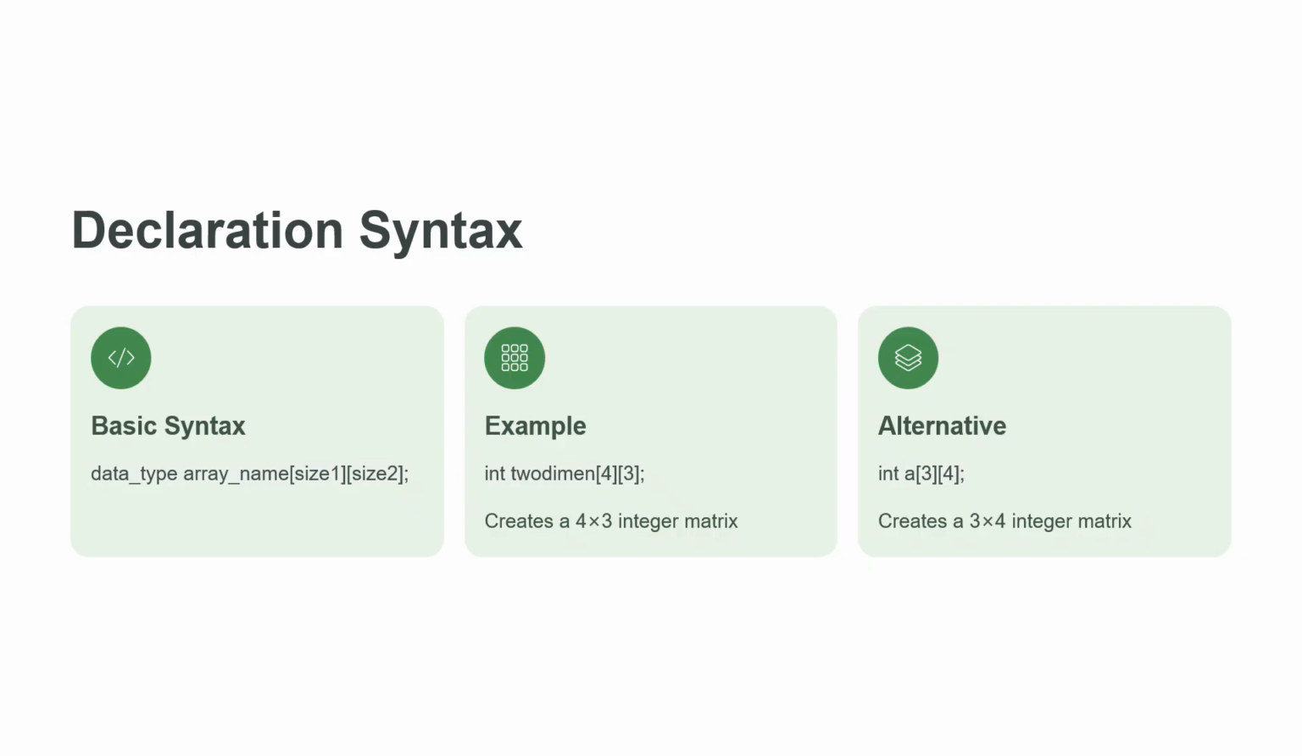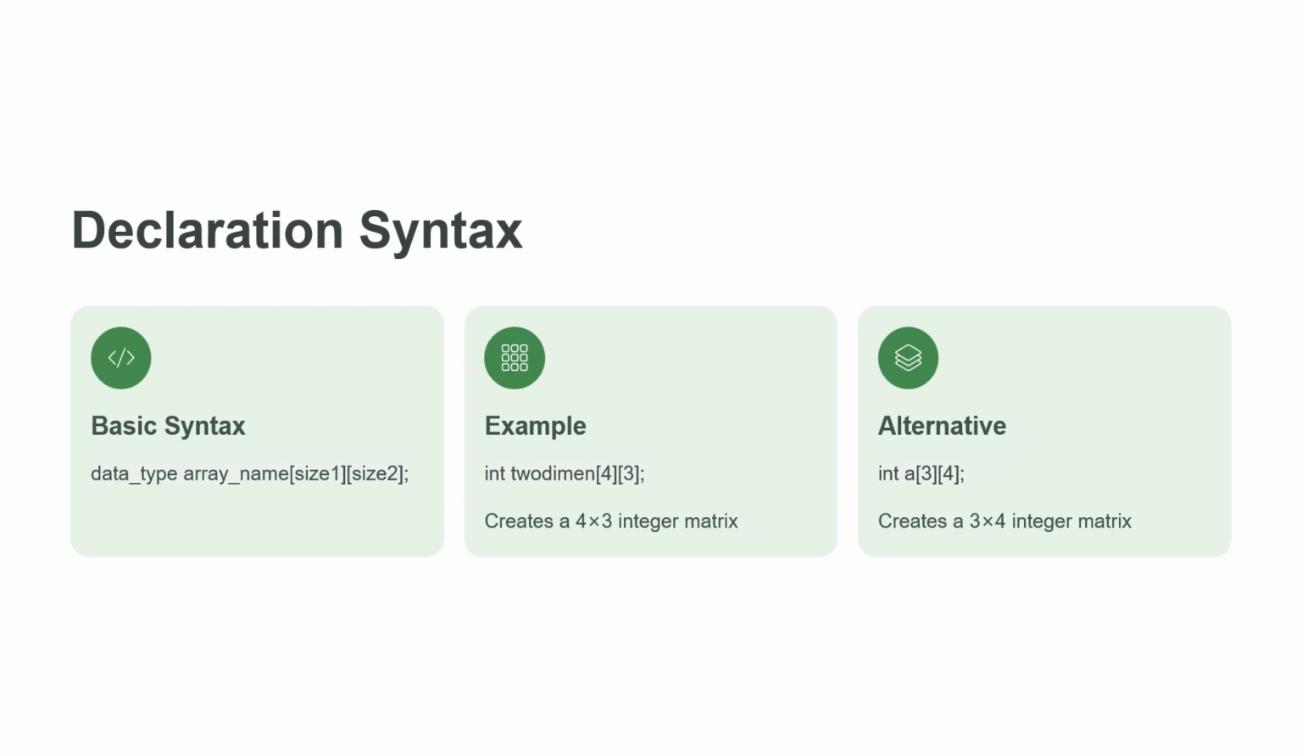When you are declaring, you have a basic syntax, you have an example, and you have an alternative method. Basic syntax: data type, the type of the array, the name, and the size of the index. So when you're taking a 4 by 3 matrix, it means it is creating a 4 by 3 integer matrix. Alternatively, you can create a 3 by 4 matrix.